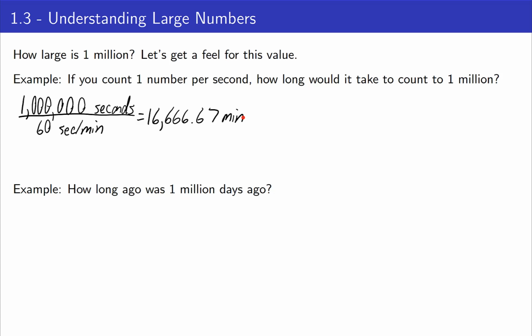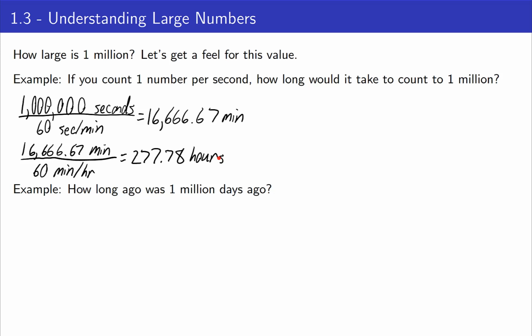All right, let's convert that to hours. Well, we can look at the minutes that we just found, and then we can say, how many minutes are in an hour? 60. All right, there's 60 minutes in an hour. So then I'll divide my answer by 60 again. Using the unrounded version from my calculator when I did this, I got that it would be 277.78 hours. That's getting there, but that's still kind of hard for us to wrap our mind around.